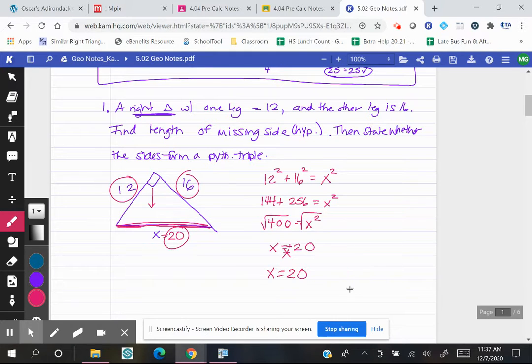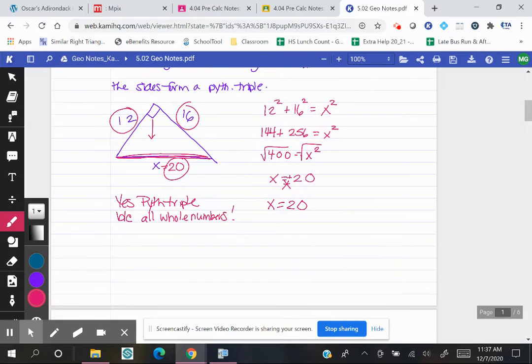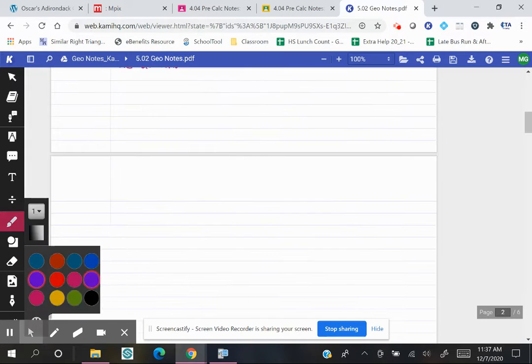So they do satisfy Pythagorean theorem, and this is a Pythagorean triple because they are all whole numbers. No decimals, no fractions, no radicals. All right, let's do another one.